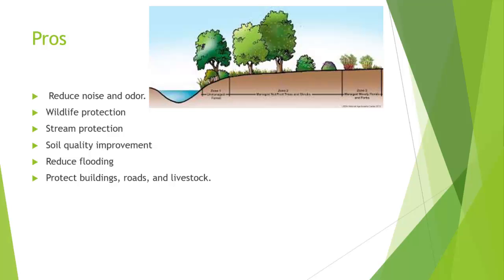Buffers can also lower the water temperature in streams, and this allows them to stabilize. Forests and bushier vegetative buffers increase the distance for chemicals to travel to water, which means less of the chemical will reach water. Again, it's improving soil quality. It's reducing flooding by stopping the water before it gets to rivers and things like that. And it's protecting buildings, roads, and livestock along with that.